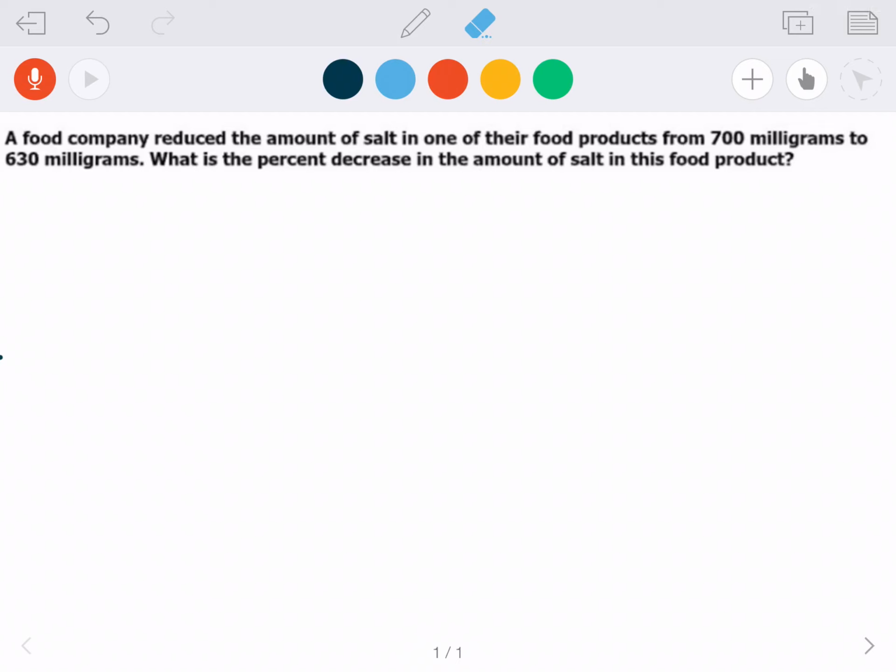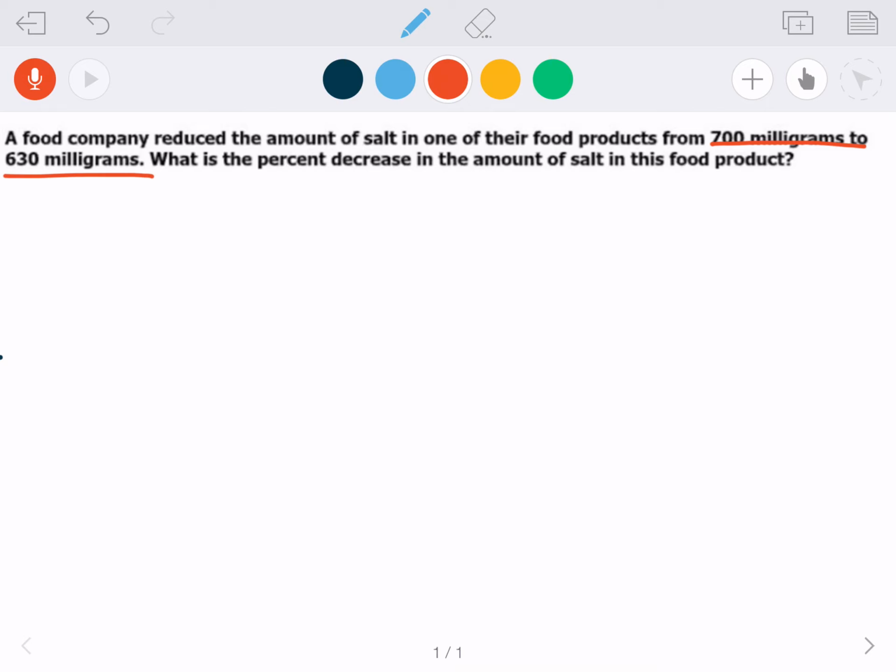So this question says a food company reduced the amount of salt in one of their products from 700 milligrams to 630 milligrams. What is the percent decrease in the amount of salt in this food product? So this problem deals with percent increase and decrease. More specifically, this problem is talking about a decrease because their food was 700 milligrams of salt, but they reduced that to 630 milligrams. So we want to figure out what is the percent decrease.